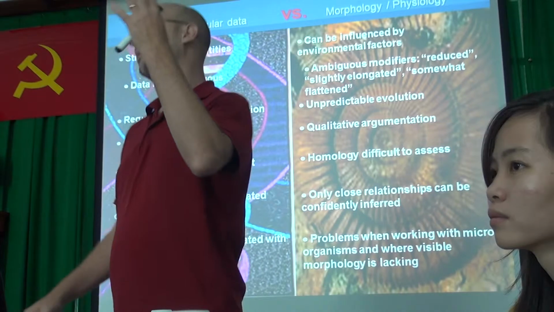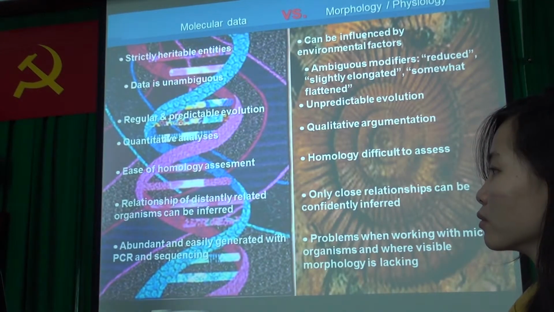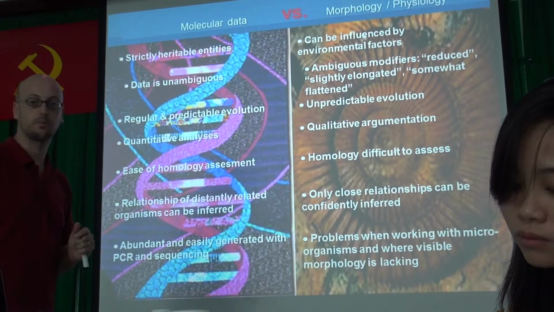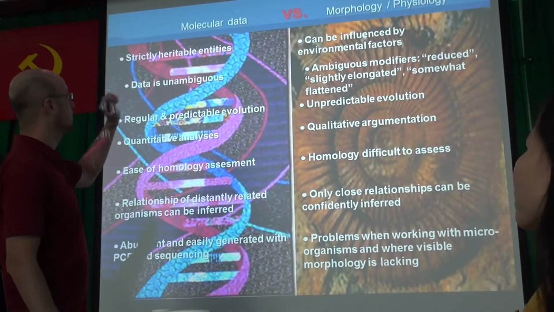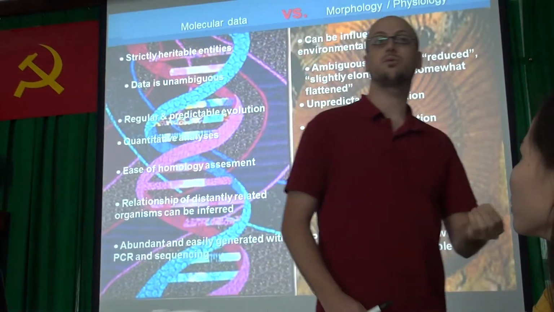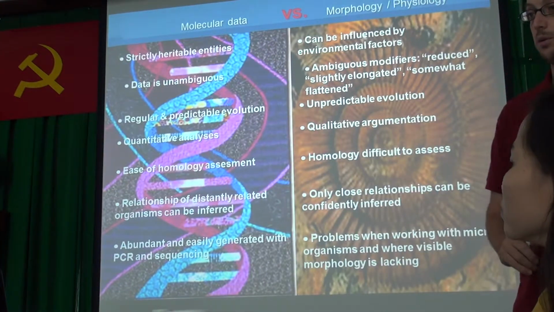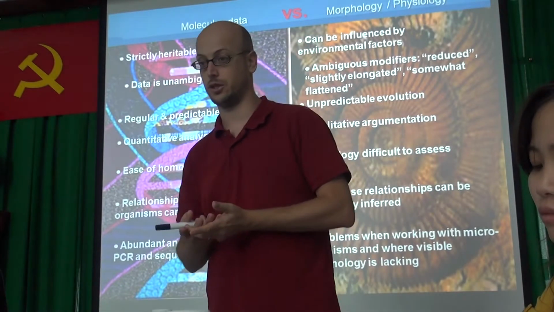So, up until 30 years ago, or 40 years ago, most of the phylogenetics was done not with molecular data, not with DNA or protein, but with morphology or physiology.